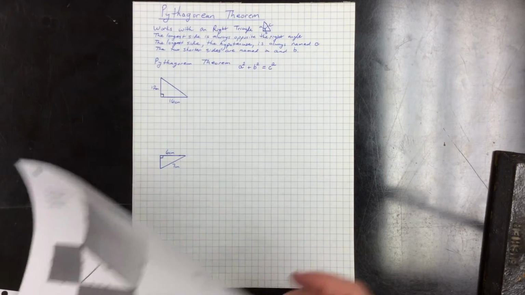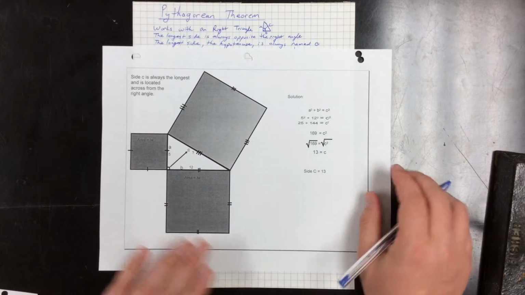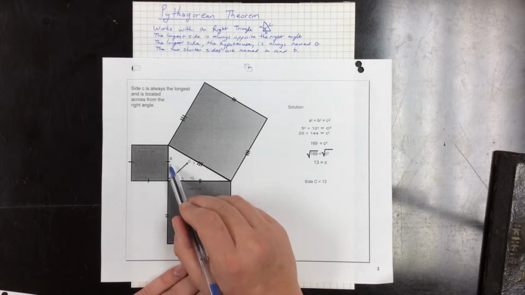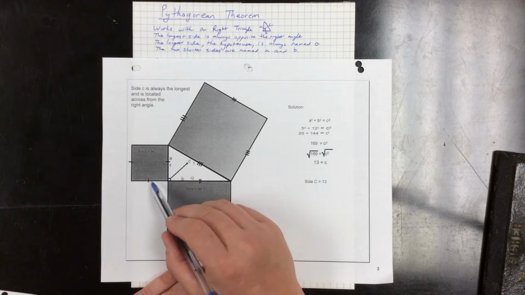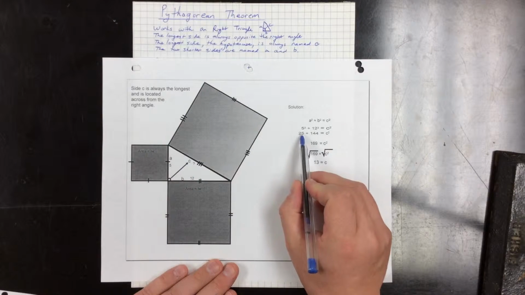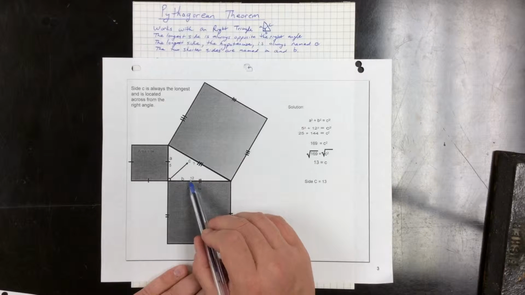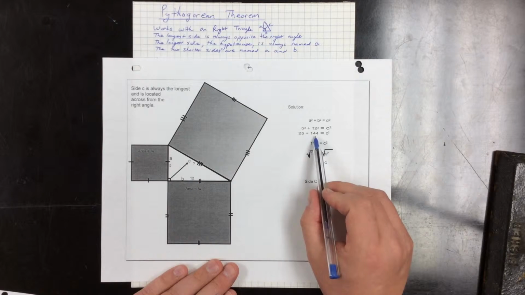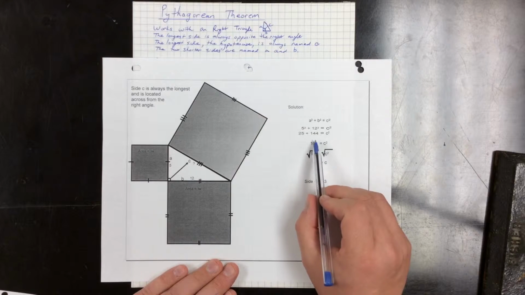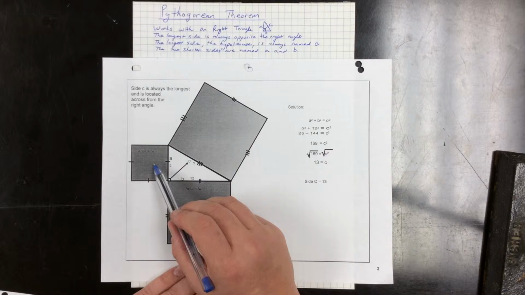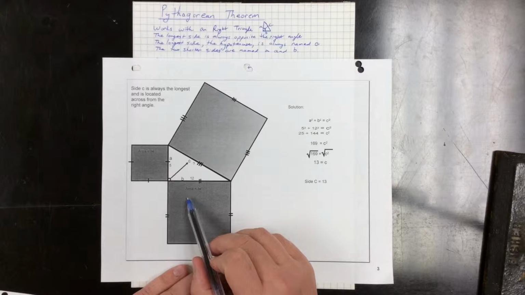We can think about this as triangles. We've got this short side, which is 5 in length, and 5 times 5 is 25. We have this side here we're going to call B. It's 12 in length. 12 times 12 is 144. If we add those together, we get 169. So it's 25 plus 144.